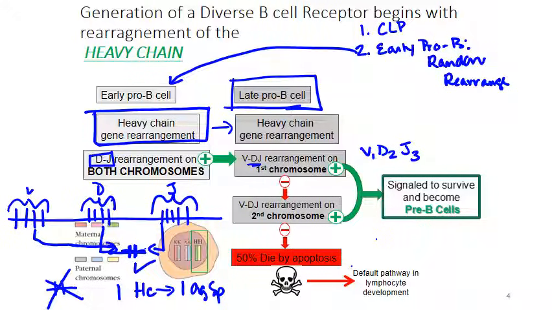Let's say it can't do that, for whatever reason. It's not able to make the loop, make the cuts, whatever. It'll move on to the second chromosome, and the second chromosome will get a chance. If that doesn't work out, now it's out of genetic material, and the cell will die. Approximately 50% of the cells in this pathway will die by apoptosis. This is the default pathway in lymphocyte development. If it is able to do it on the second chromosome, it will move on to the next stage.